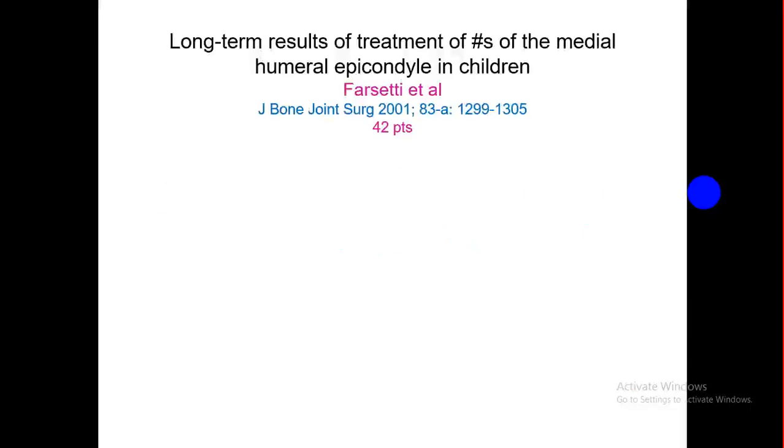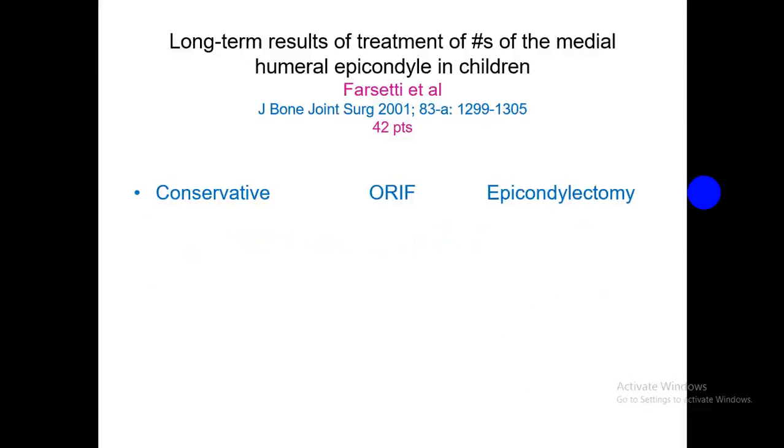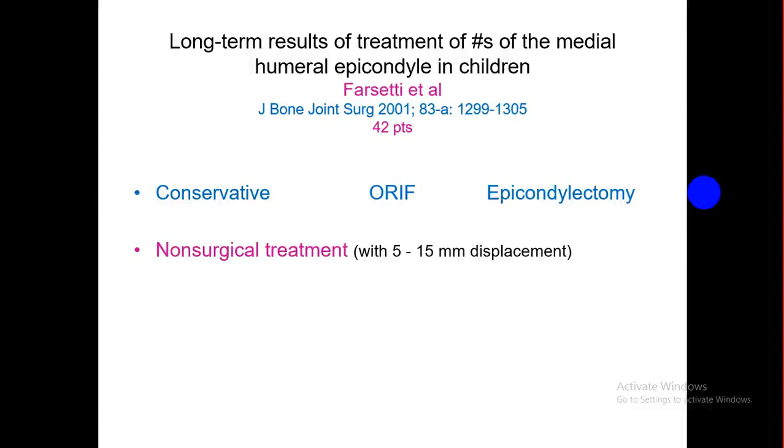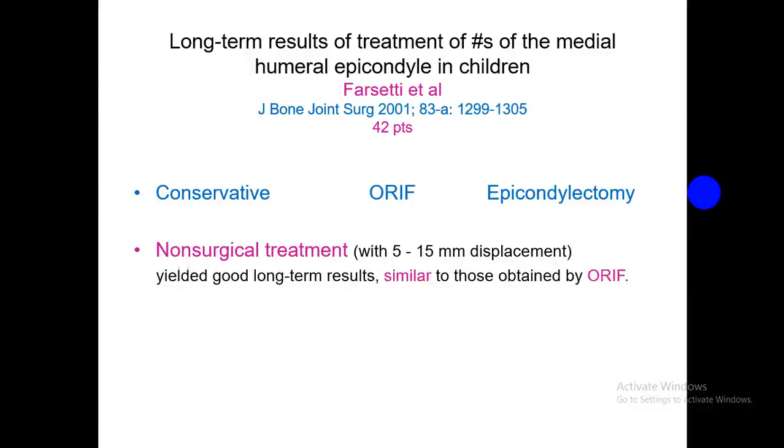There was a study done by Farsetti et al. in 2001, long-term results of treatment of fractures of the medial epicondyle in children. 42 patients who were treated by long arm cast, ORIF, and epicondylectomy. And they came to the conclusion that non-surgical treatment with 5 to 15 millimeter displacement yielded good long-term results similar to those obtained by ORIF. So even if you treat it conservatively with a displacement as such, it will still have the good end result as doing an ORIF.